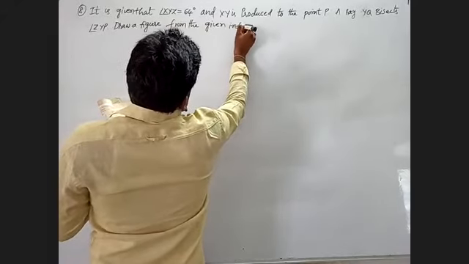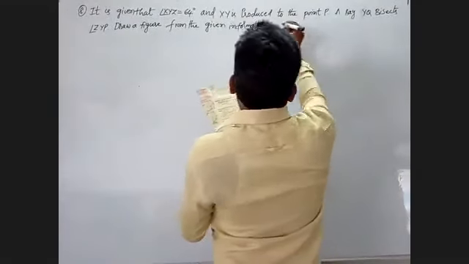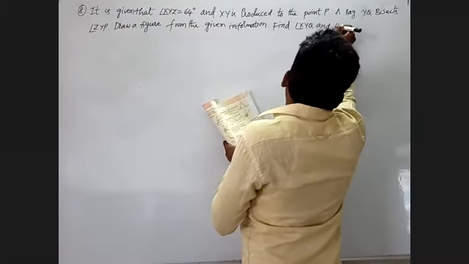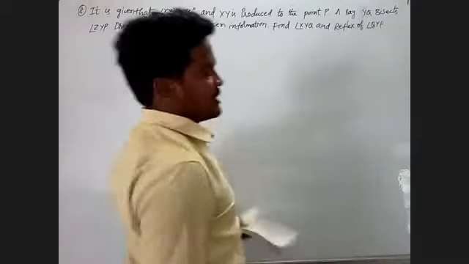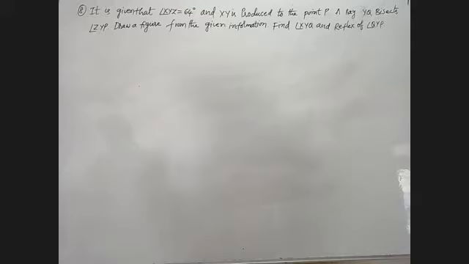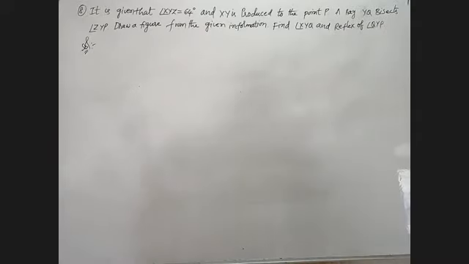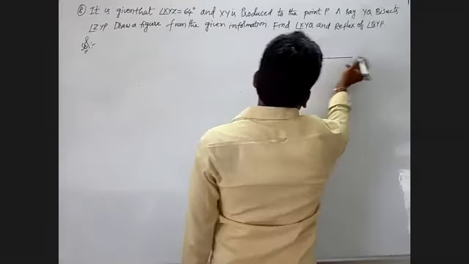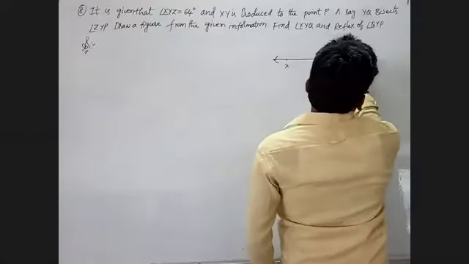From the given information, find angle XYQ and reflex of angle ZYP. First, you write the given information and draw a figure. Given that angle XYZ is equal to 64 degrees, and also XY is produced to the point P. I will take this as X, this as Y.